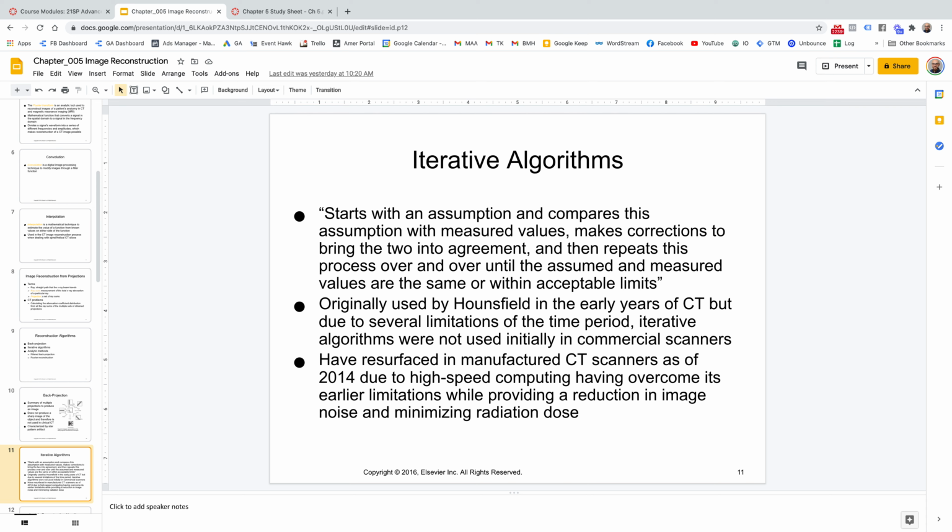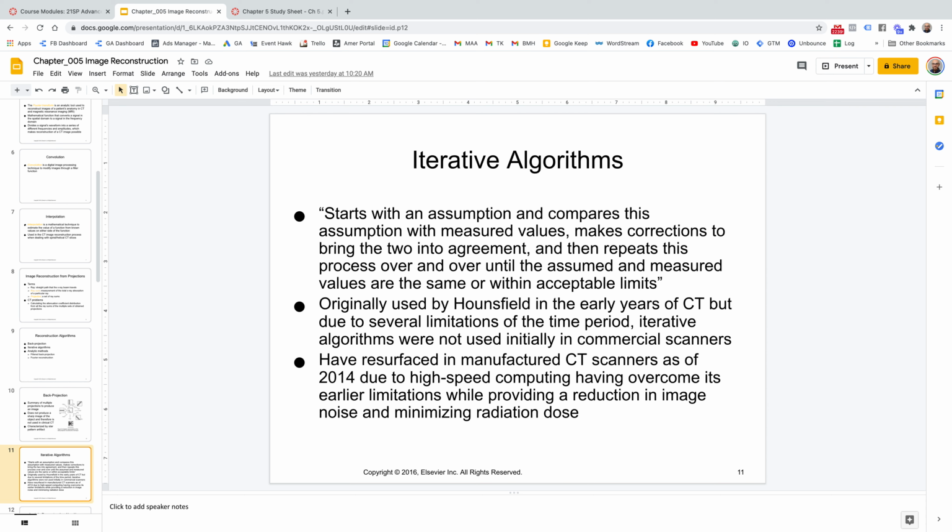Iterative algorithms, this can get a little complex, but basically you just need to know this first paragraph. It starts with an assumption and compares the assumption with measured values. Then it makes corrections to bring the two into agreement, okay? And then it keeps repeating back and forth until the measured values are within acceptable limits.